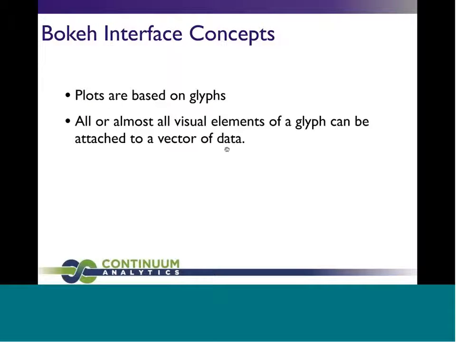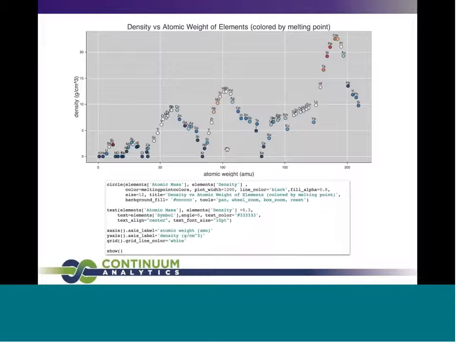So wedges and annular wedges, there's a ton of different glyphs. All the properties of these glyphs can be either specific values or they can be tied to columns in your column data source, your vector of data. I think that's a very powerful and unifying concept that ties all of the stuff for Bokeh together. So I wanted to take a look at a couple of examples, and we'll go to live versions, but I wanted to really highlight just what the plotting code looks like.